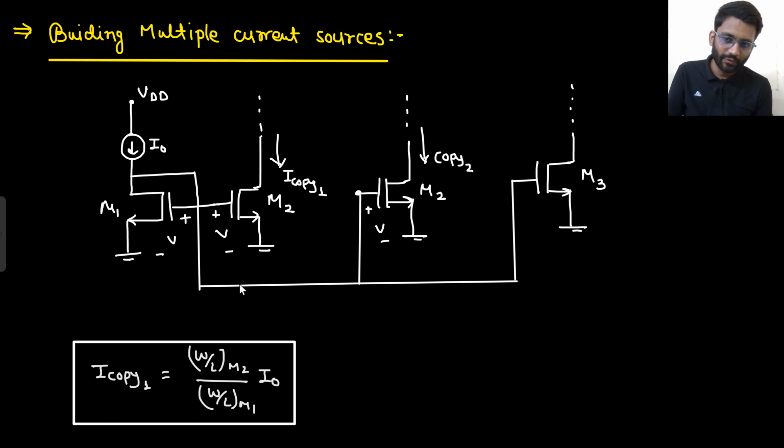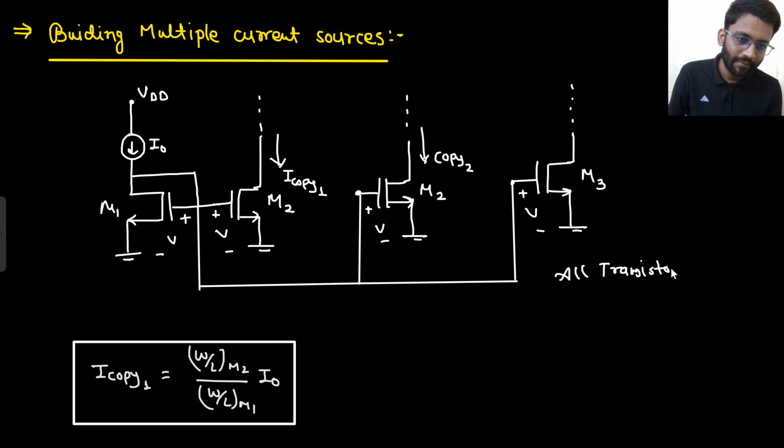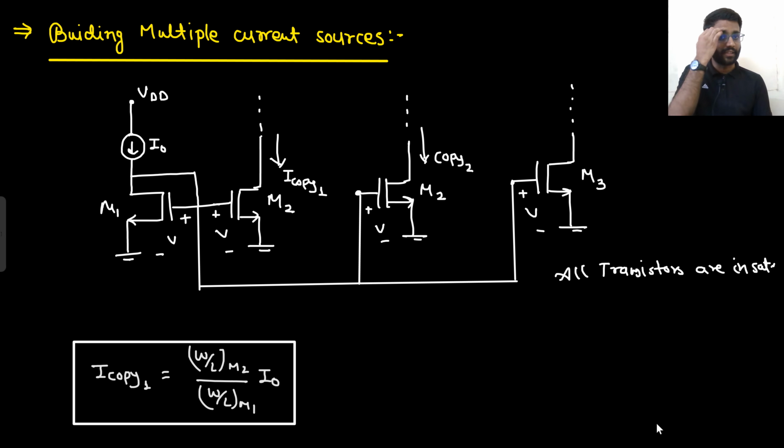This is 0, this is V. So V is traveling and will reach here. So this is again V. All are having V potential, and we make sure that all the transistors are working in saturation region. All transistors are in saturation. We have to make sure of this. So all are working in saturation region, all are having the same potential. So basically the current will be copied, right?